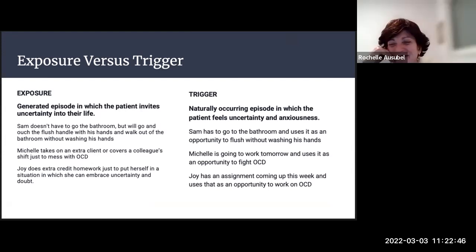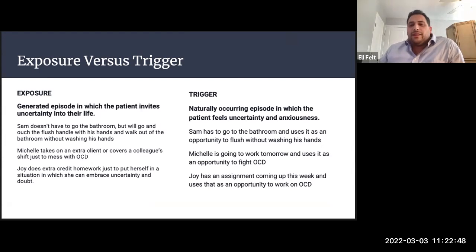Sorry about that, guys. So if Sam says, okay, I'm going to the bathroom anyway, I'm going to use this as an opportunity to do response prevention, that's nice, but it's not as therapeutic as if he did an exposure. An exposure would be that he generates something just to mess with OCD. This is the point where the patient's able to go from a defensive position to an offensive position, and that's where we start seeing a lot of results when it comes to exposure work.